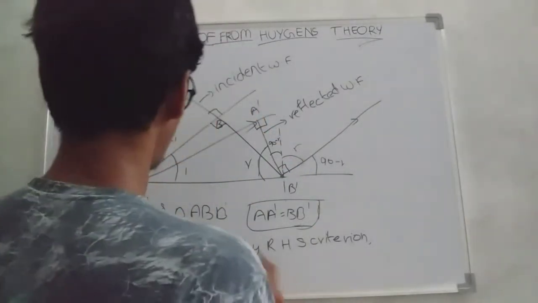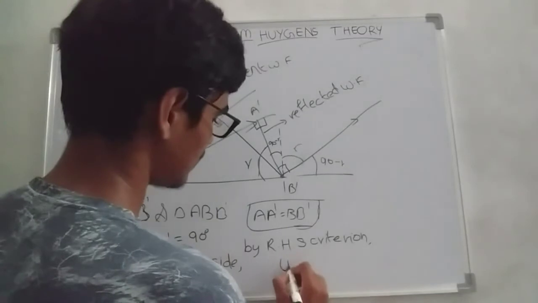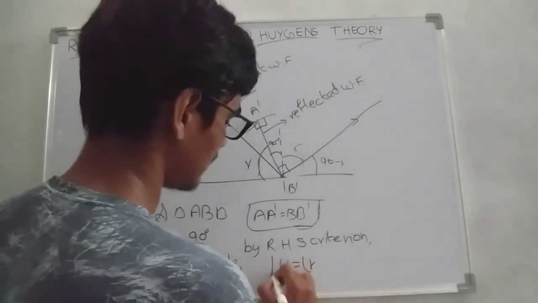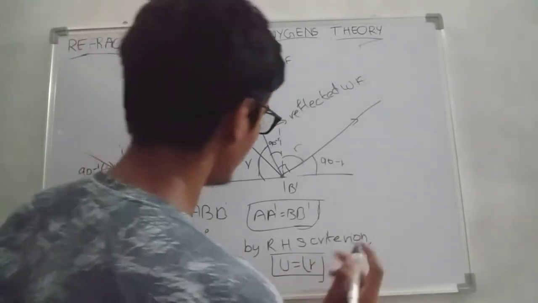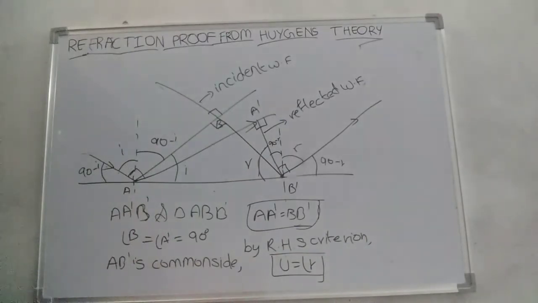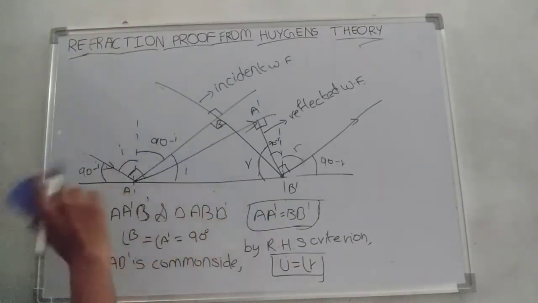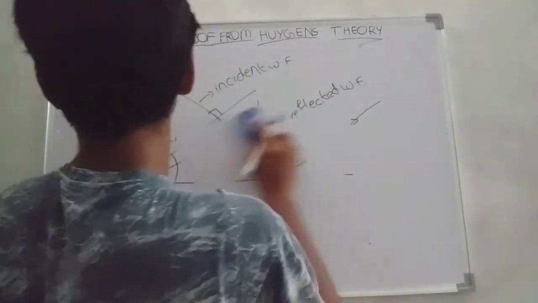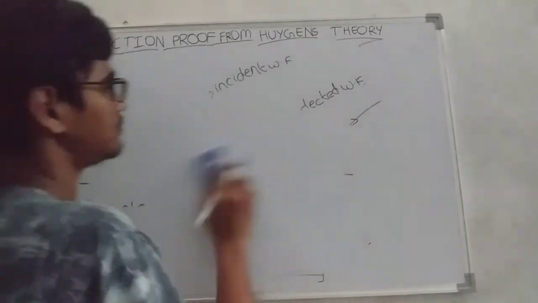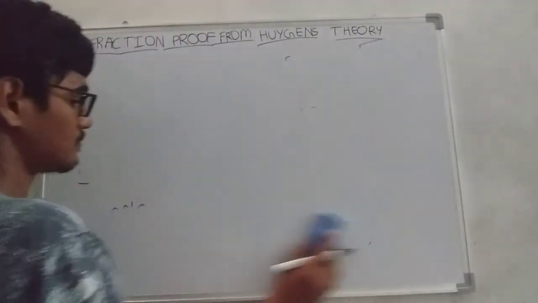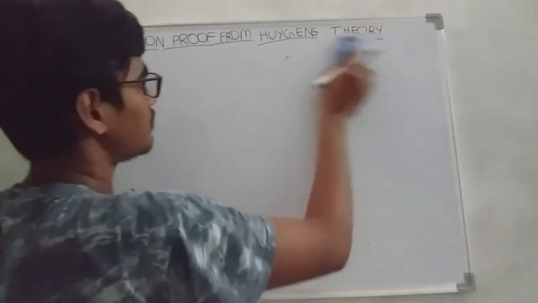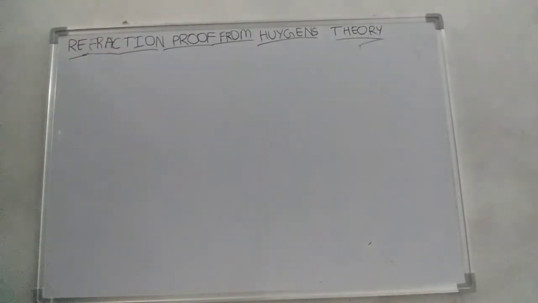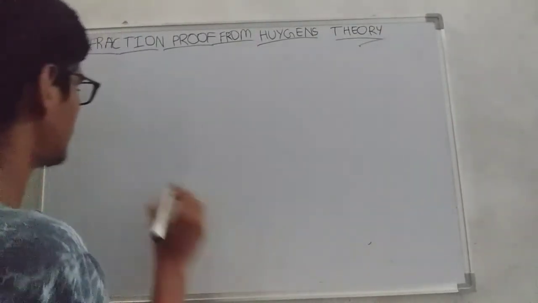So angle I is equal to angle R. Here we proved the law of reflection. So the reflection is verified from Huygens theory. Now I want to prove refraction from Huygens theory.